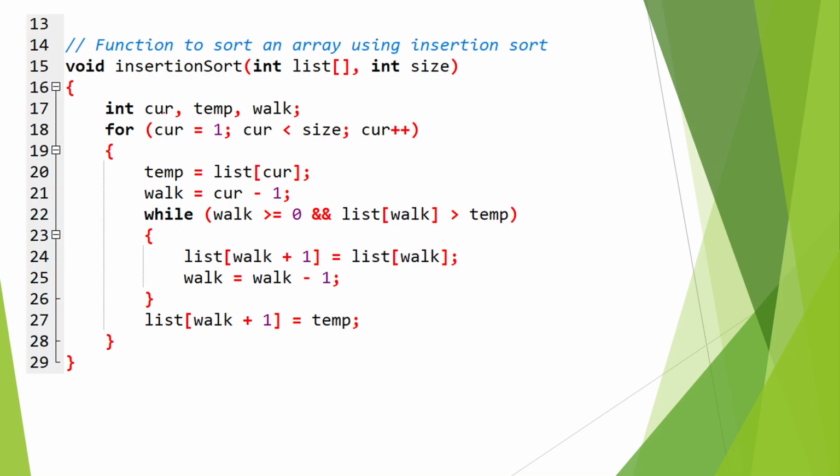So in this function, current will act like the imaginary wall between the sorted sublist and unsorted sublist, and this temp is nothing but picking the first item from the unsorted sublist. We pick the first item into this temp variable, and this walk will act like a walkthrough into the unsorted sublist. Using this logic, we identify the appropriate location where to put this temp. Once we get that appropriate location, as you can see here, list of walk plus 1, this is nothing but your appropriate location. In that place, we keep the picked item from the unsorted sublist. So that is how this logic will work.